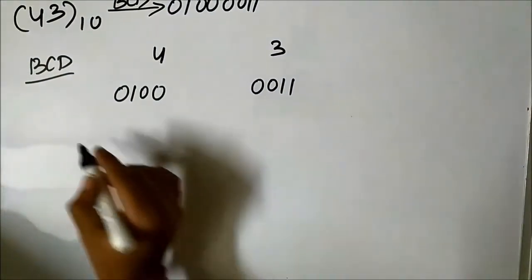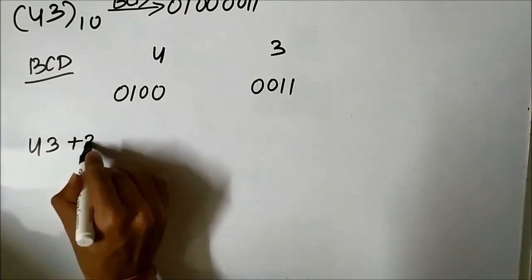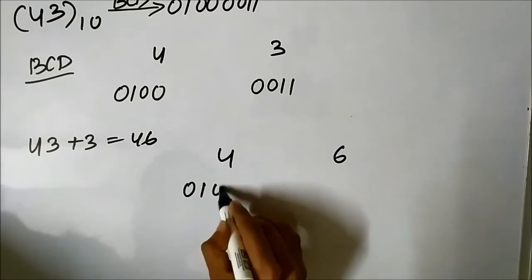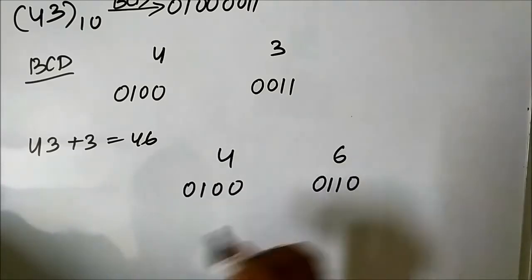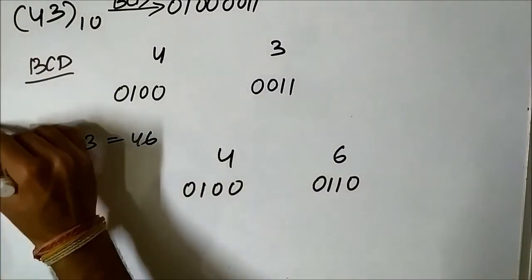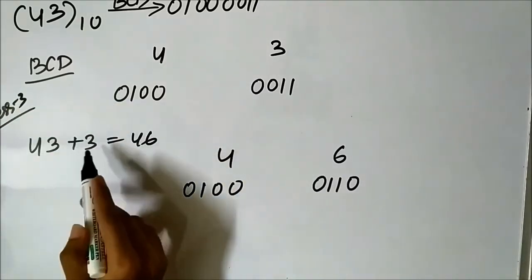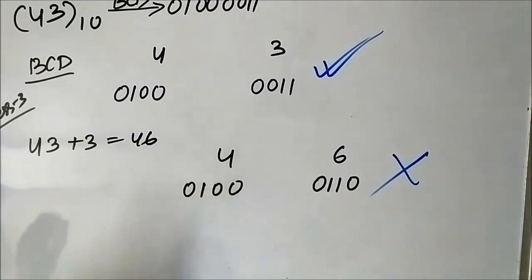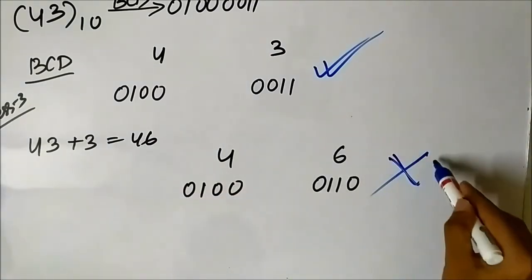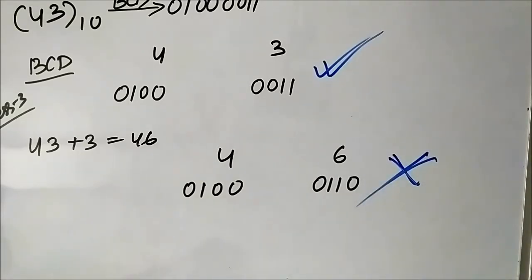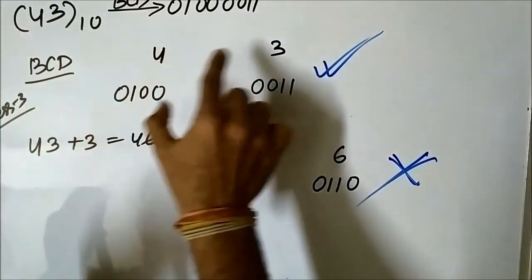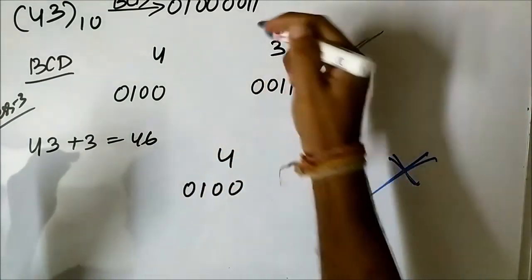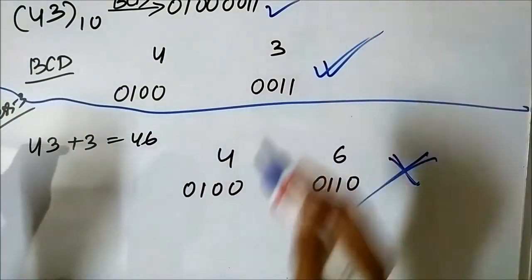So in excess 3, it might seem it should happen like this: 43, we add 3 to it, it becomes 46. Then we write 4 and 6 separately. This will become 0100 and this will become 0110. We just add 3 to it, isn't it? But this is wrong. The BCD approach is right, but this excess 3 approach is wrong. In BCD, we just separated the two decimal digits and wrote the 4-bit binary codes for each of the decimal digits and then combined them. This whole thing is correct, but the excess 3 attempt is wrong.